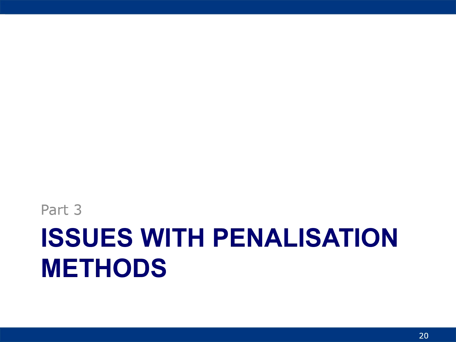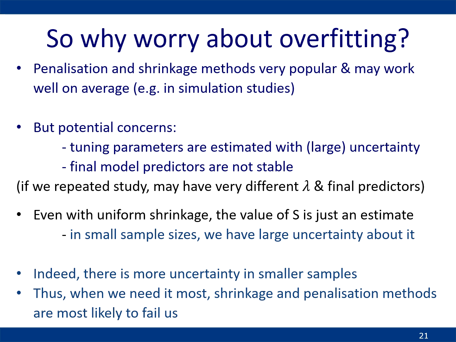Okay, so there's some positives and also some notes of caution. I want to focus a bit more on these notes of caution, and in part 3 look at issues with penalisation methods. So why worry about overfitting? Like I said, penalisation and shrinkage methods are hugely popular and indeed generally seem to work well on average. Sometimes they over-predict slightly, so over-shrink on average slightly. But generally, on average, they're expected to do quite well.